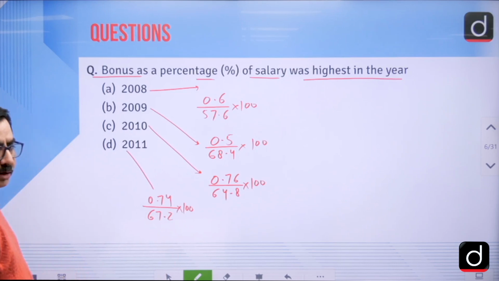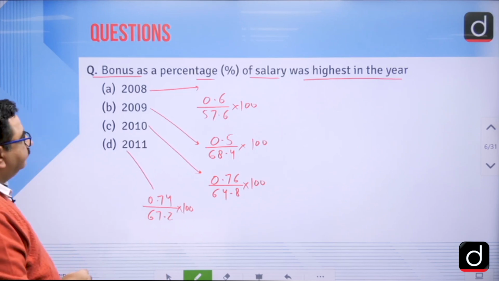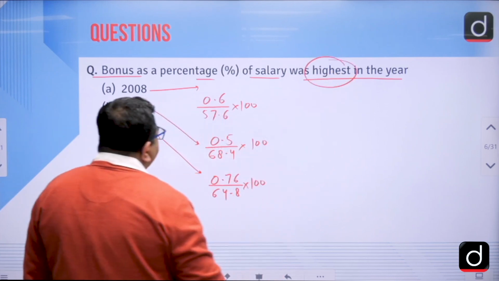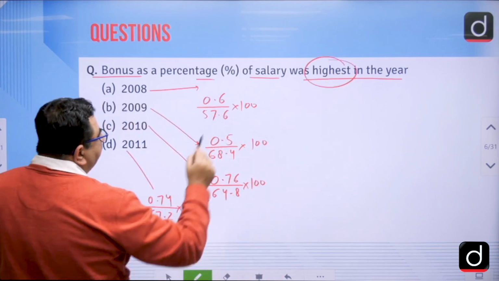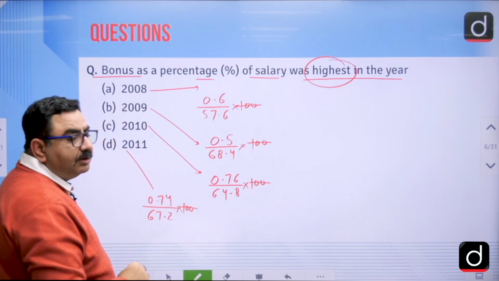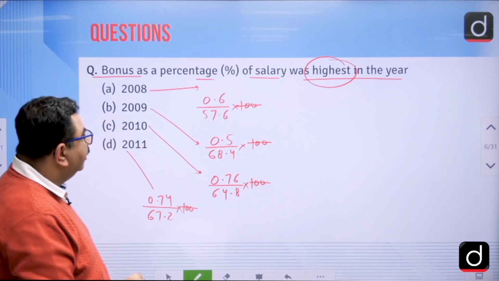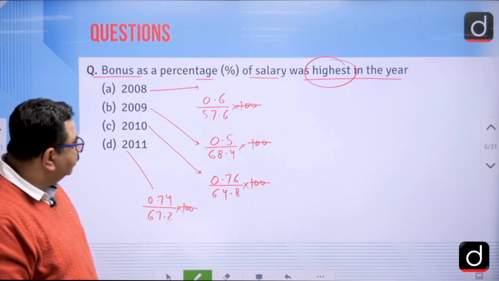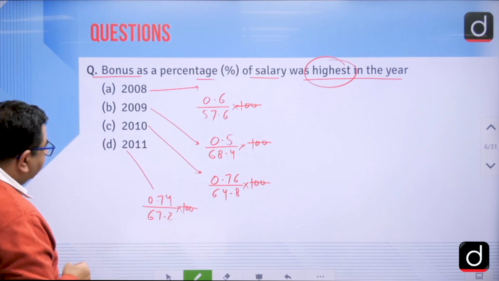If you observe here, we have to find which is highest in terms of percentages. So can I say 100 will be there with every number, and we have to compare which one is highest, which one is lesser. So there is no need to calculate with 100. And now let's check all these options, all these fractions.